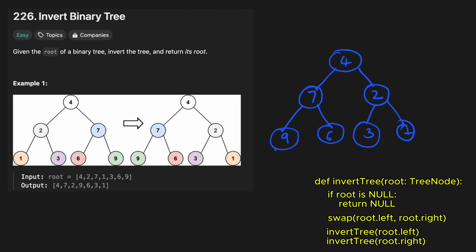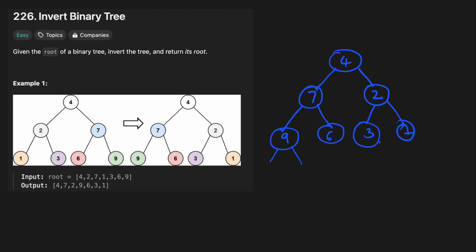Then we come to node 9. We swap its children but both of them are null so nothing will change. And when we go to these null nodes, our base case kicks in. So we return from there. And similarly for node 6, 3 and 1. And now we are done with all the nodes in the tree. So we have inverted the binary tree and now we can jump into the code part.